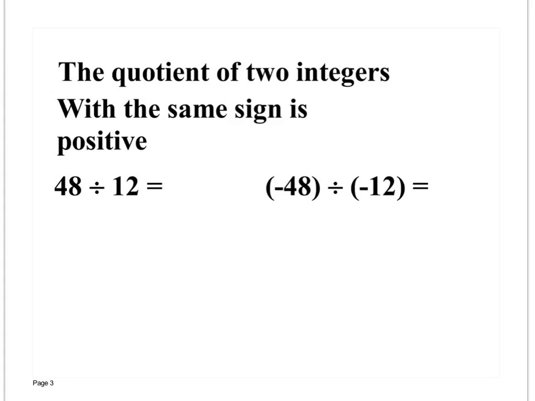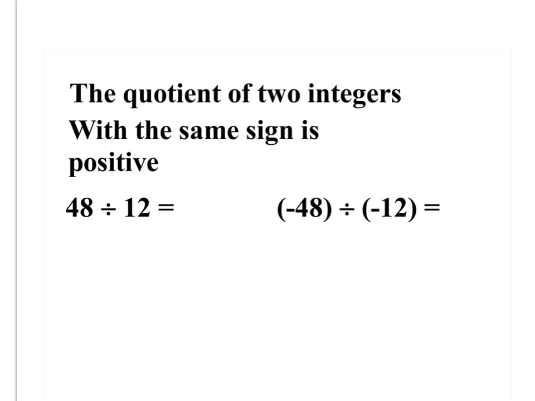Alright, write down this rule. The quotient of two integers, so the answer of a division problem, with the same sign is positive. So same is positive. It doesn't matter if they're both positive or both negative. The answer is positive, just like yesterday. So we have 48 divided by 12 is 4. Negative 48 divided by negative 12, still 4. Same sign, always going to be positive.